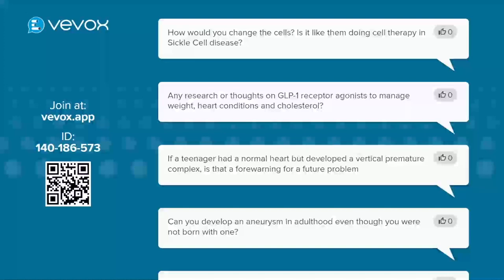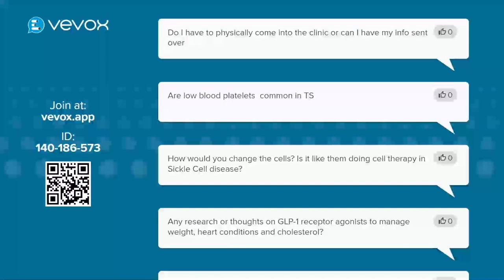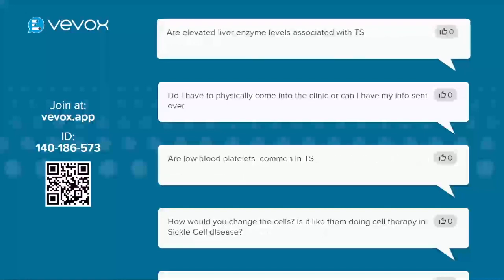How would you change the cells? Is it like doing cell therapy? So the question was, if we had a treatment, how would it work for Turner syndrome? The answer is what we really want is a drug that everybody could take that would prevent their aneurysm from growing, prevent them from developing high blood pressure, or having an aortic dissection, right? That would be the goal.